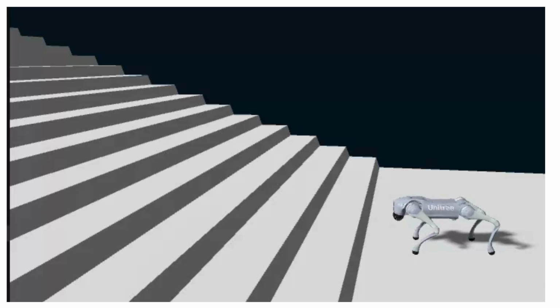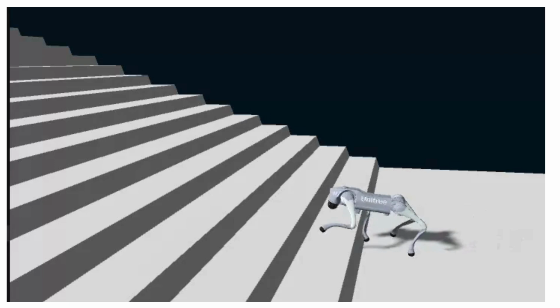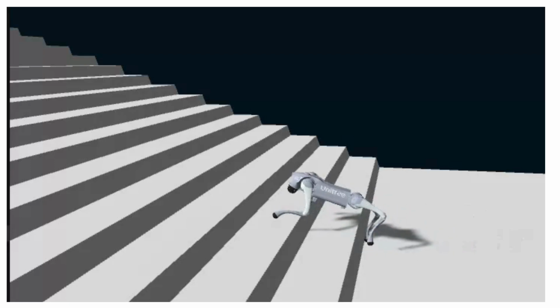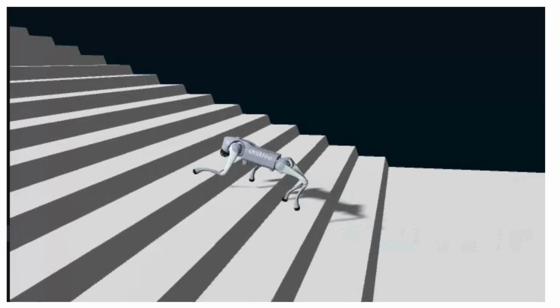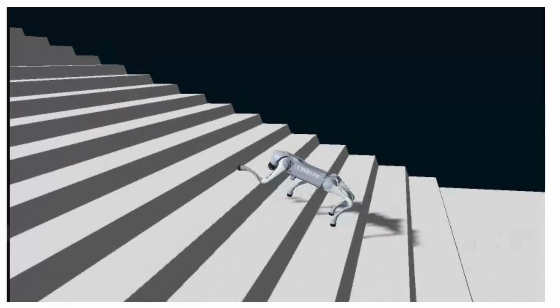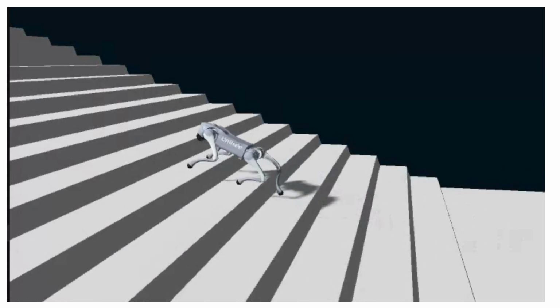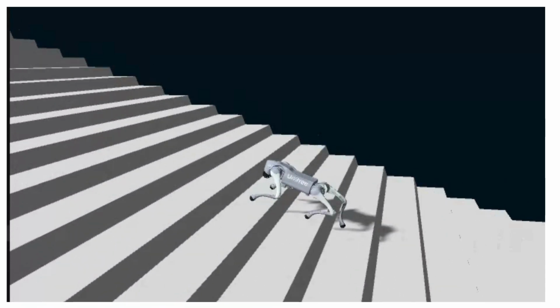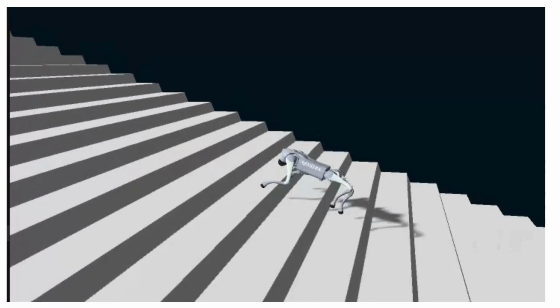You will see, and this is a blind policy. The actor has no information about the height of the stairs, so it cannot see the stairs. You can see it is just using the proprioceptive information to walk up the stairs. So these were the policies that I trained on the Unitree Go2.